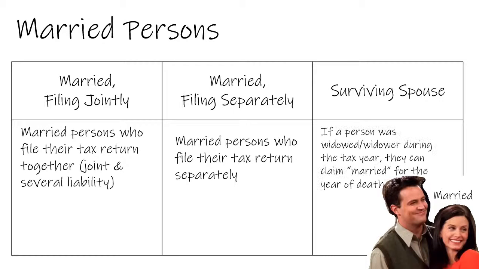Finally, if a married couple loses their spouse during the tax year, the surviving spouse can claim married for the year that their spouse died. If the surviving spouse has a dependent child or a qualified relative, they can claim this status for 2 years after the spouse passes away. This allows them to take advantage of the tax status that would have been had the spouse not passed away.